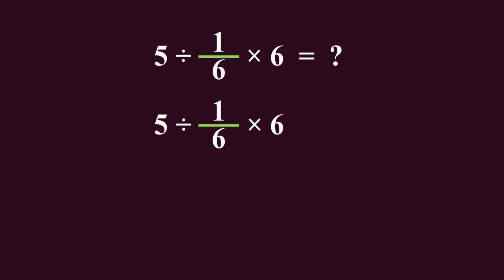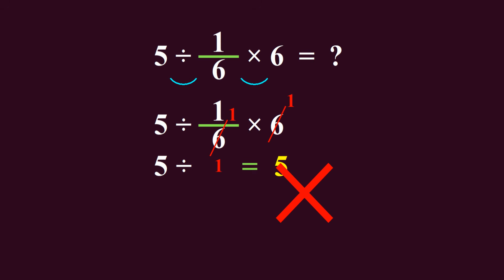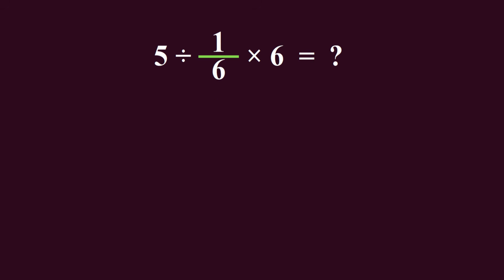We have 6 divided by 6, which equals 1. So here we have just 1. And 5 divided by 1 equals 5. But this answer is not correct because according to the order of operations, we have to do this division first, not this multiplication. So let's start the correct solution.